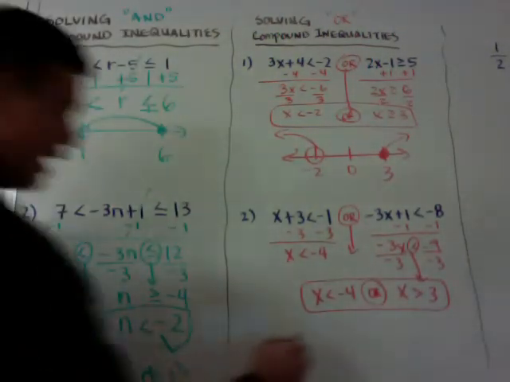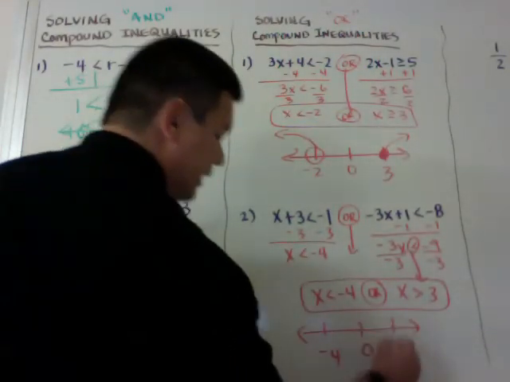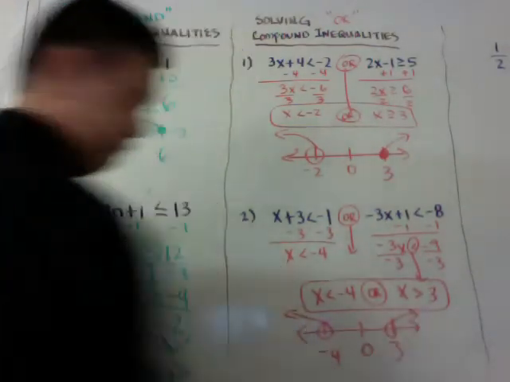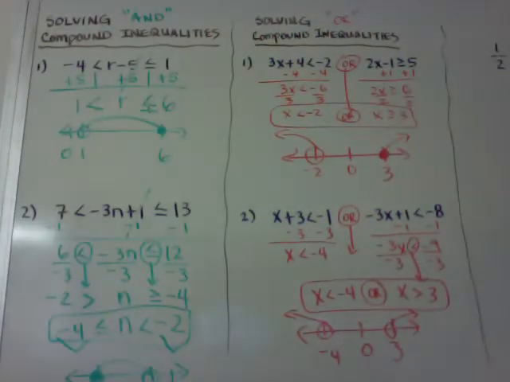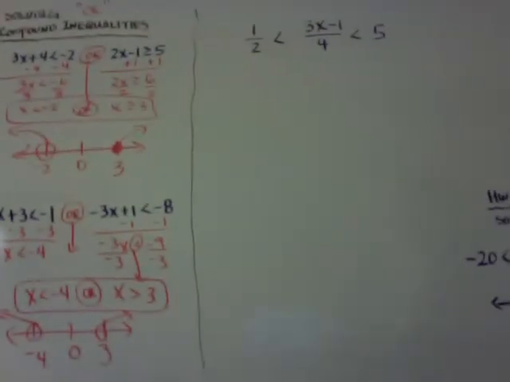Okay. Quick graph. Put my negative 4 here. Put my 0. Put my 3. I can see they're going to be open circles and going out. Okay. Again, once you start doing this more, you can start getting it down pat. As far as graphing, it should be pretty simple. Okay, I do have one more example I want to give you before the homework check.